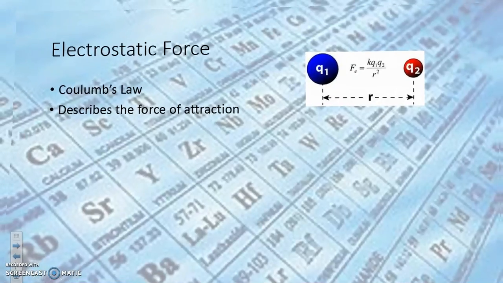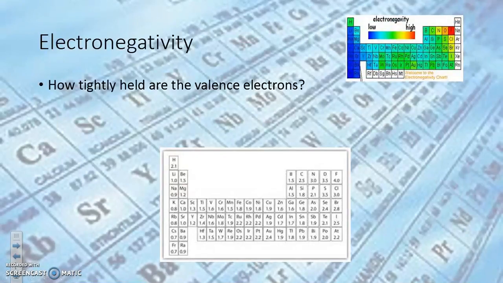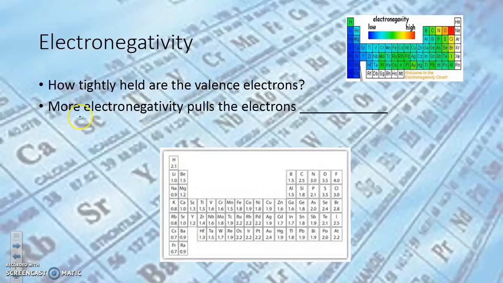So what are the trends we need to know? Well, one of them we need to know about is called electronegativity. And electronegativity tells us how tightly those valence electrons are being held. More specifically, it's the pull on shared electrons by an atom. Make sure you write this down. So they're sharing electrons, and one of them just pulls those electrons in a little bit closer than the other does. So more electronegativity will pull those electrons closer in.